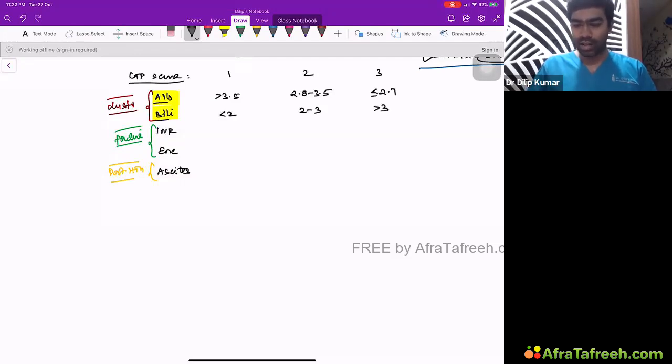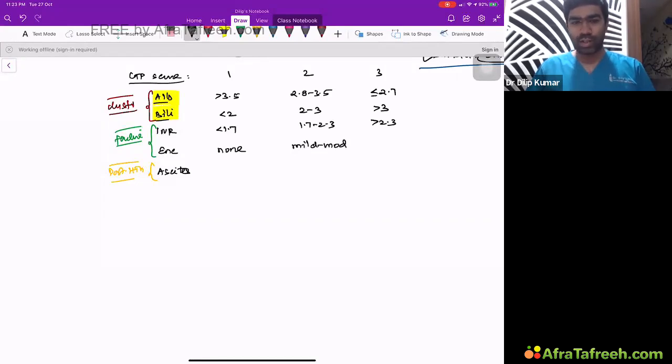And INR: less than 1.7, or 1.7 to 2.3, or more than 2.3. And as far as encephalopathy is concerned, no encephalopathy means 1 point. If the patient is having mild to moderate encephalopathy, especially grade 1 to 2, that is 2 points. If the patient is having severe encephalopathy, defined as grade 3-4 encephalopathy, it is 3 points.